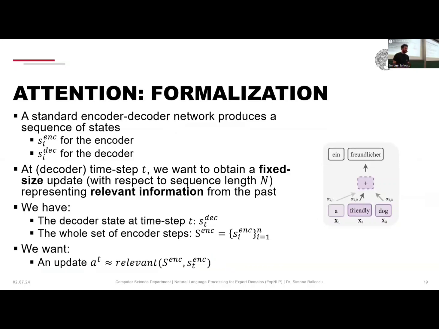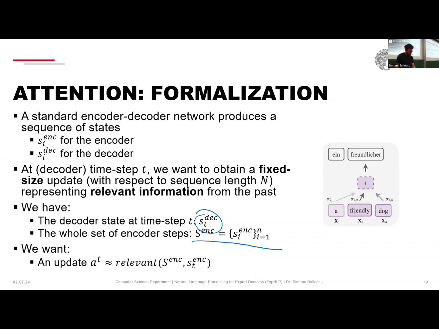So basically we have an encoder-decoder network, and what it produces are states for the encoder and states for the decoder. If you get a time step t at the t-th token, what we want to obtain with attention is a fixed size update with respect to the whole sequence, representing relevant information from the past. So we have the decoder state at this time that we are considering, the current word, and all the encoder states, because again, the encoder processes the whole sequence. So we have all of them.